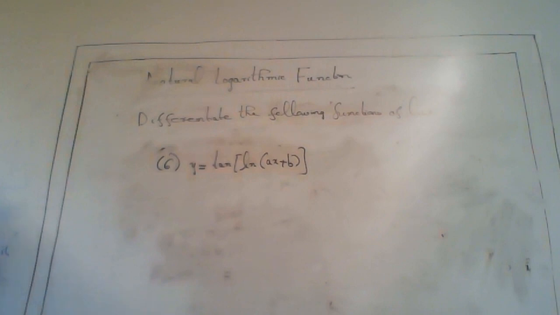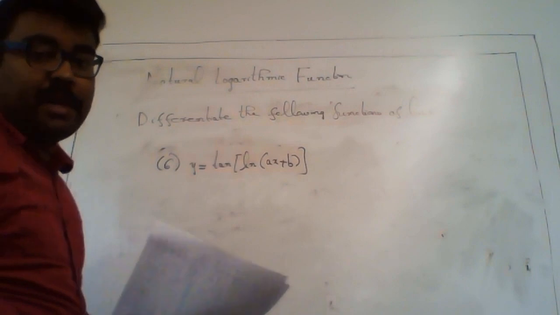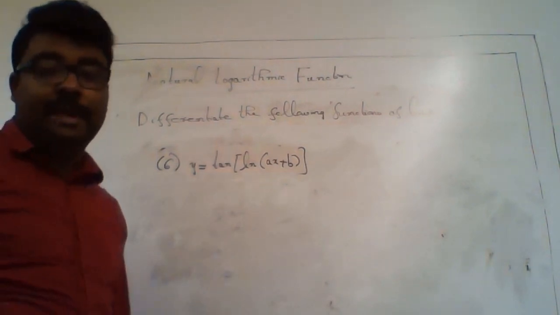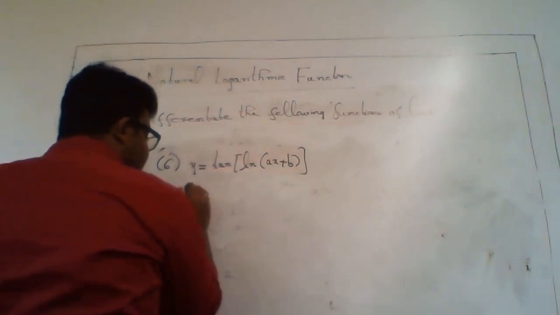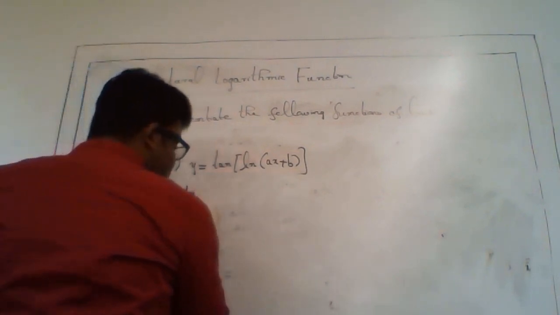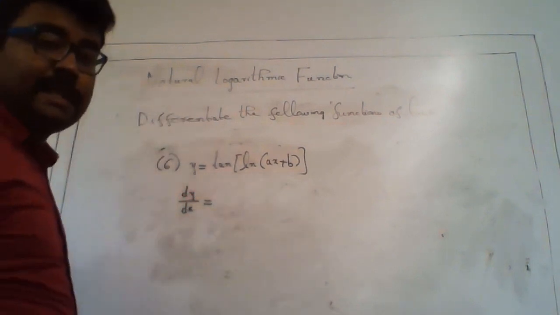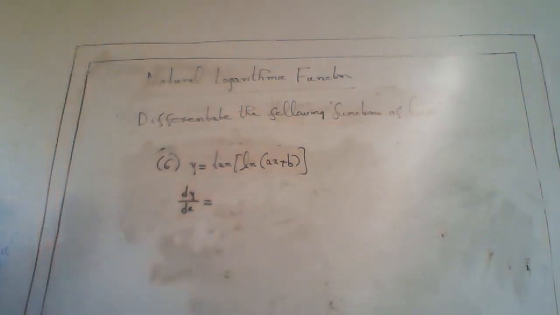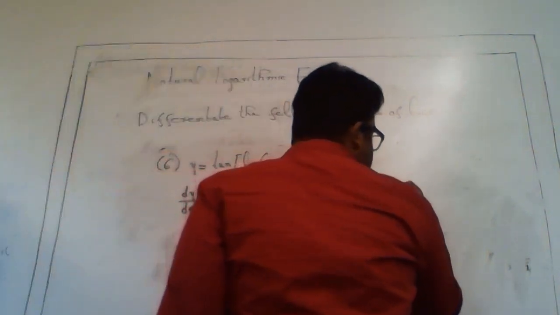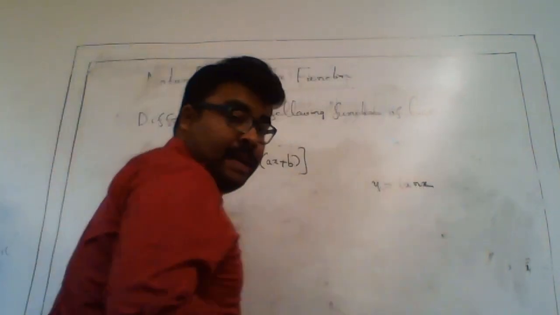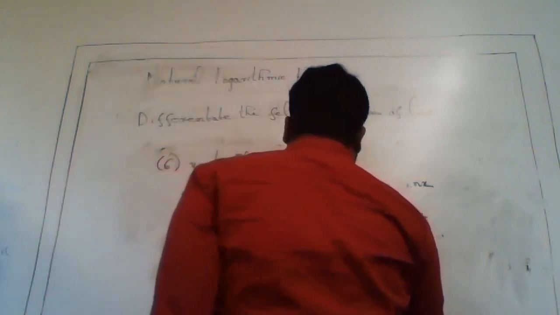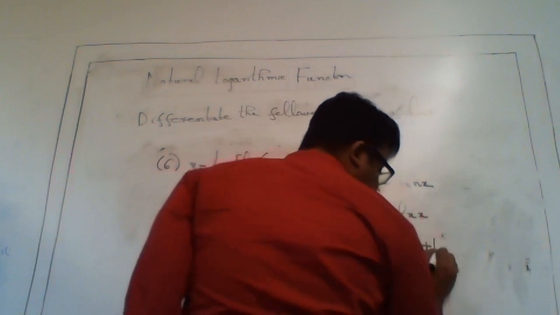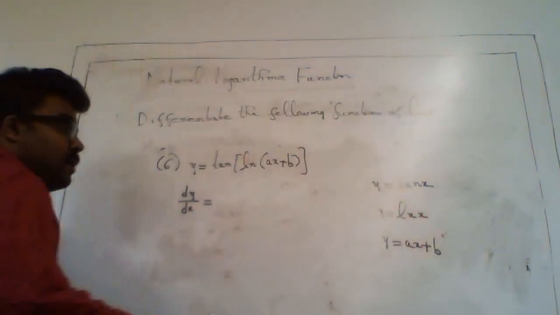Now here again there are three functions. The outermost function is tan x, then I have ln x, and the innermost is ax plus b. So first I want to apply the chain rule to dy/dx. The outermost function is y equal to tan x. Inside it, I have y equal to ln x, and then I have y equal to ax plus b. These are the three functions I have.